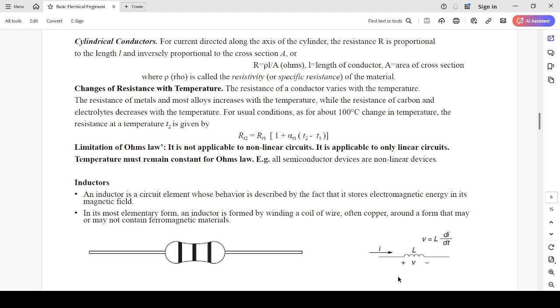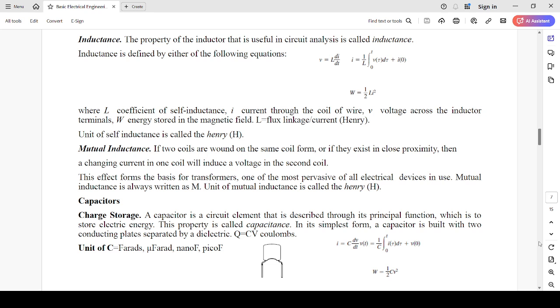Then the second most important thing is that the voltage drop across the inductor is estimated by the formula L di by dt. L is the constant which is known as the coefficient of self-induction, that is self-inductance, and di by dt is the rate of change of current. Always remember, dear students, that the unit of self-inductance is Henry. So, what is inductance? It is the property of the conductor that is useful in circuit analysis.